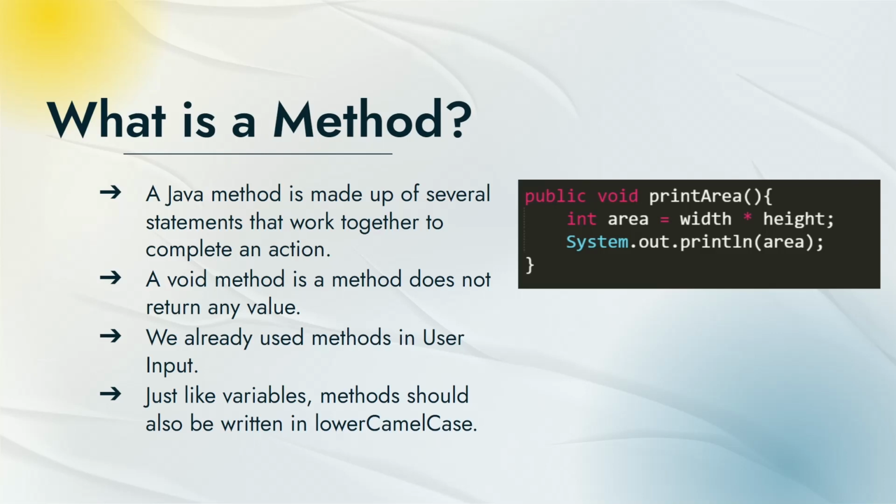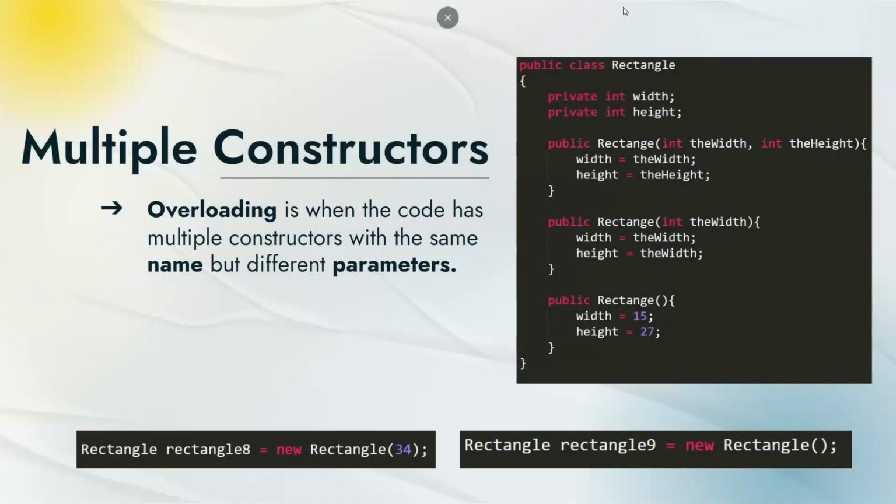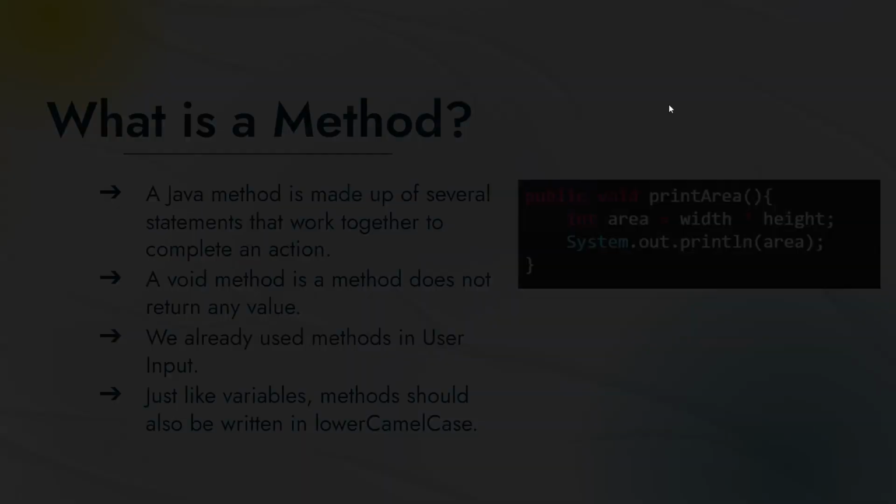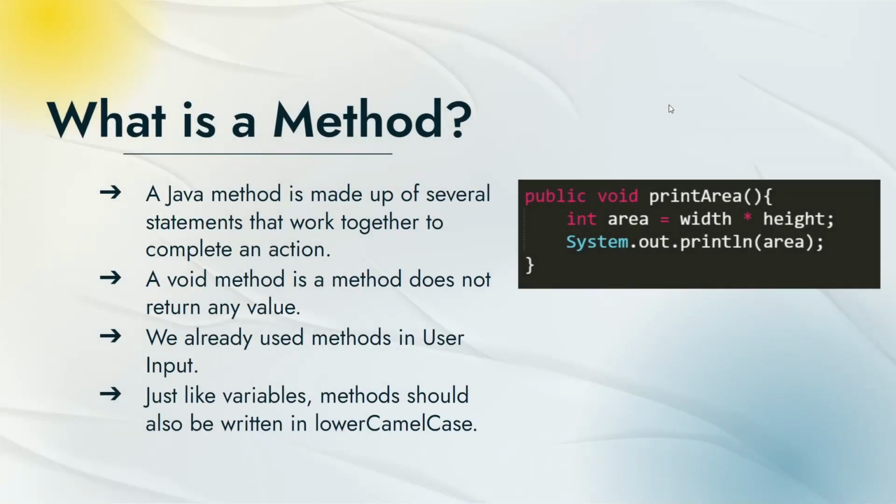But basically, like I said, if I go back to the class, these variables width and height are like the state, and the methods are like the behavior. Remember state and behavior? So these variables would be the state of the class, and the methods would be the behavior. So they're basically a bunch of code that work together to complete an action.